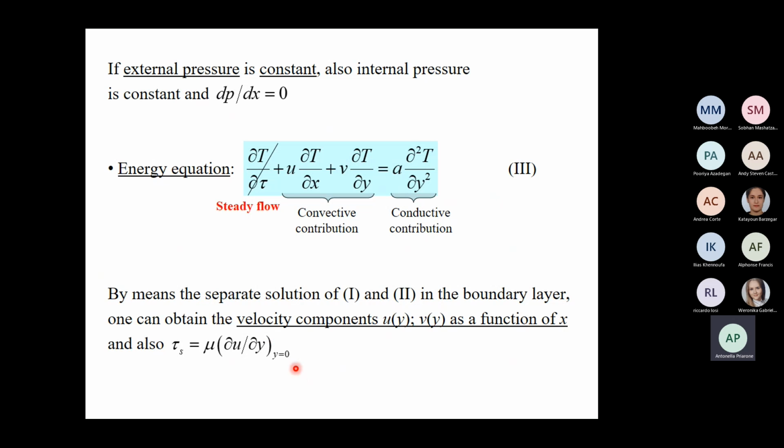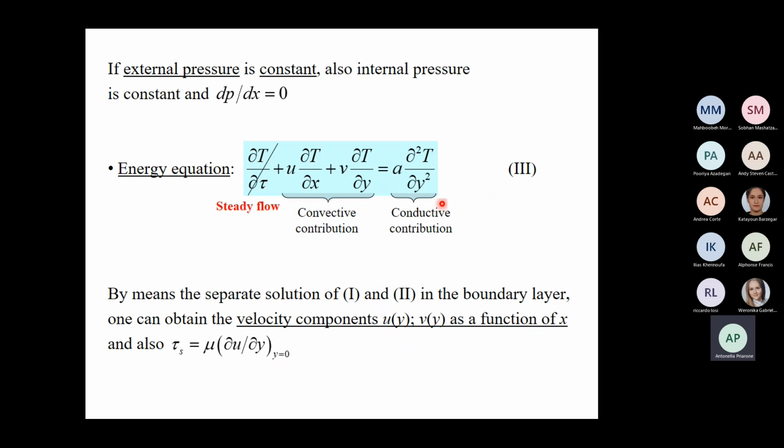Velocities, the pressure drop that can be quantified by means of a surface stress. That depends on the gradient of the u, so knowing the velocity, I'm able to obtain the gradient of the velocity and so the surface stress. The velocity field in forced convection is not dependent on the temperature field.